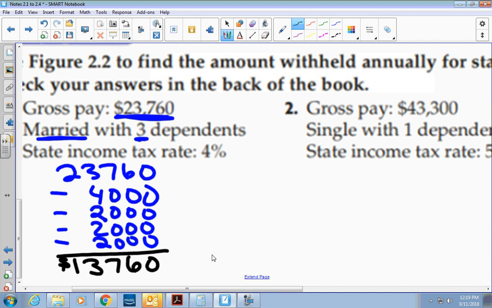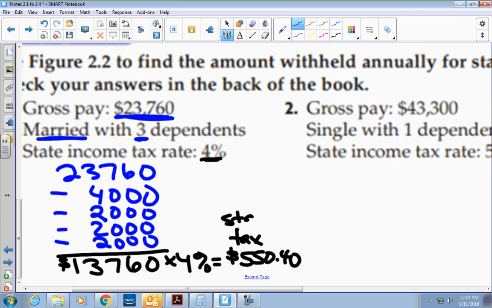So we're paying 4%. So we're going to take 13,760 and multiply it by the 4%. There are 4 kids, so 2,000, 2,000, 2,000. I think that's how she's getting this. So we pay $550.40 in tax. State tax. That's not the federal tax.